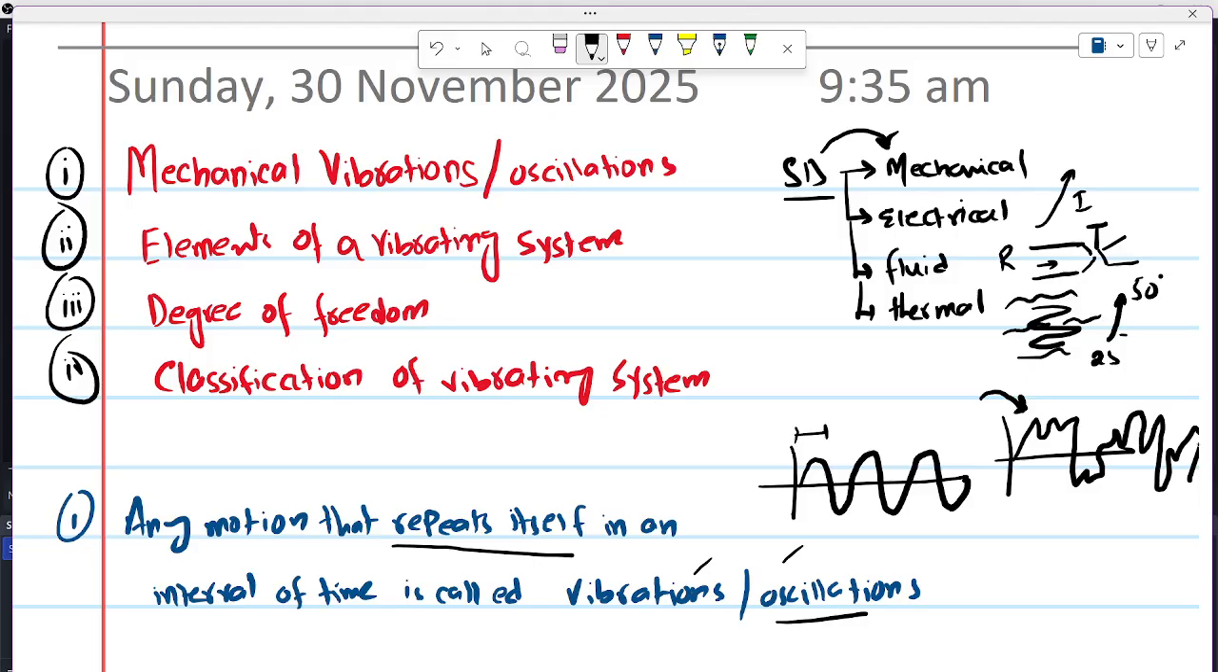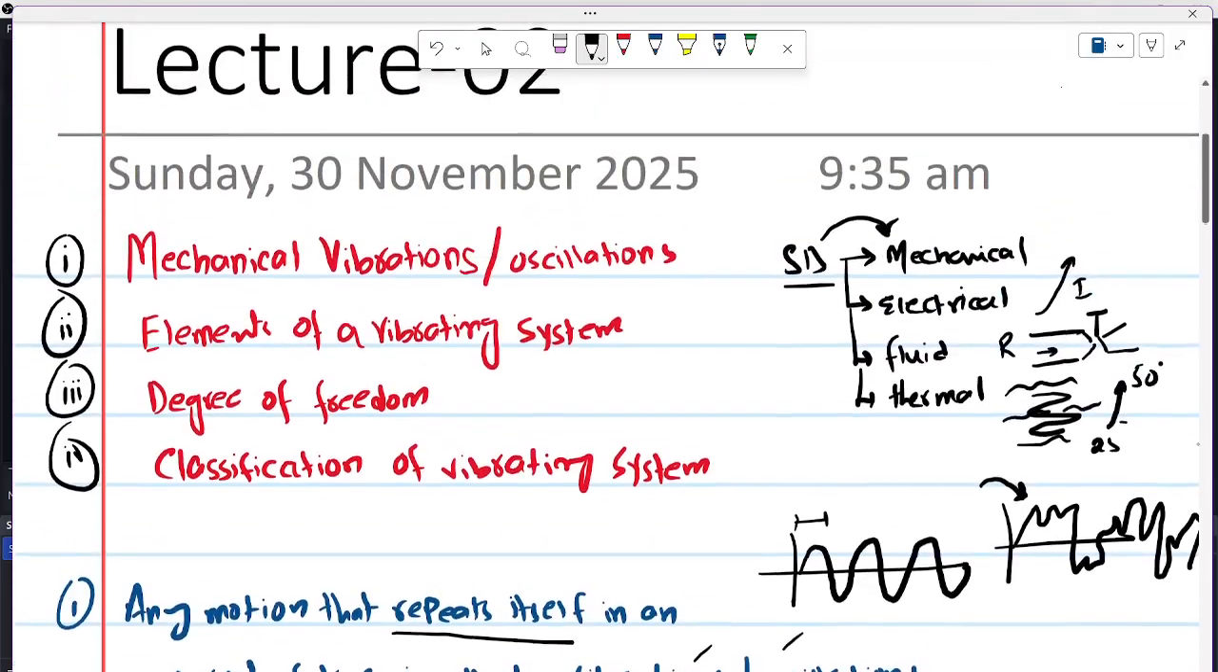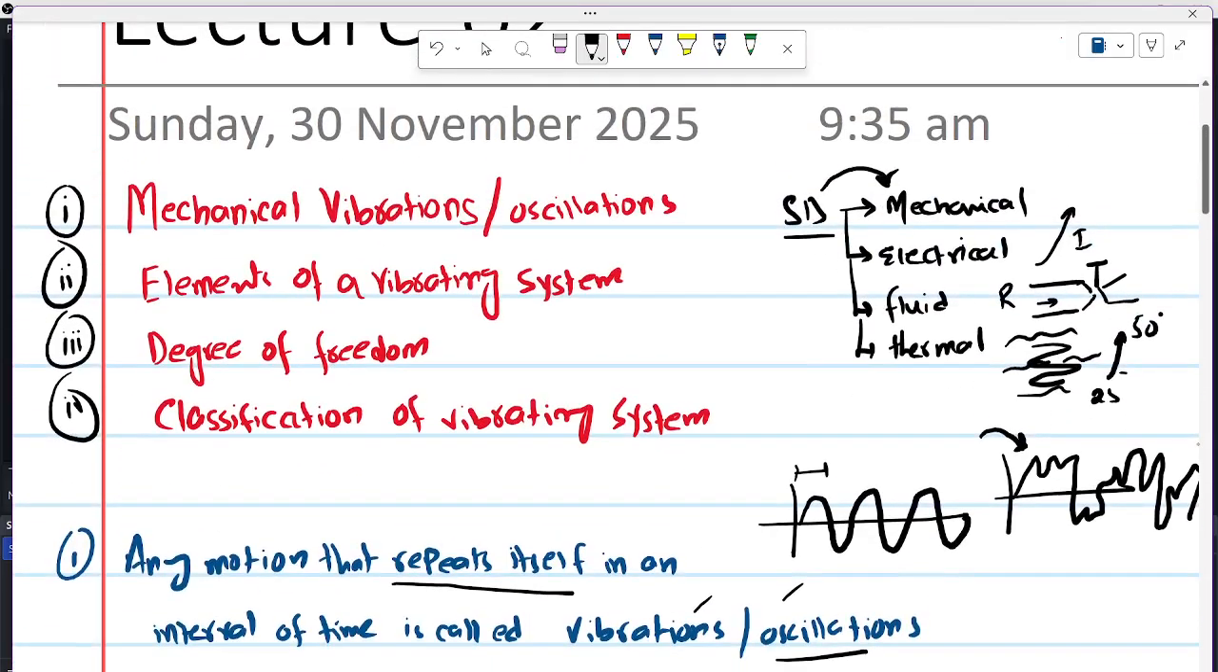So that is just a basic introduction of what mechanical vibration is and how it connects with system dynamics. Now, jumping towards a vibrating system. To understand today's lecture, we will be focusing on what vibration and oscillations are. We have discussed that one. Then the second thing, we need to understand the elements of a vibrating system. What makes a mechanical vibrating system? And then we will find out how we can classify different types of mechanically vibrating systems, with the additional topic of degree of freedom.